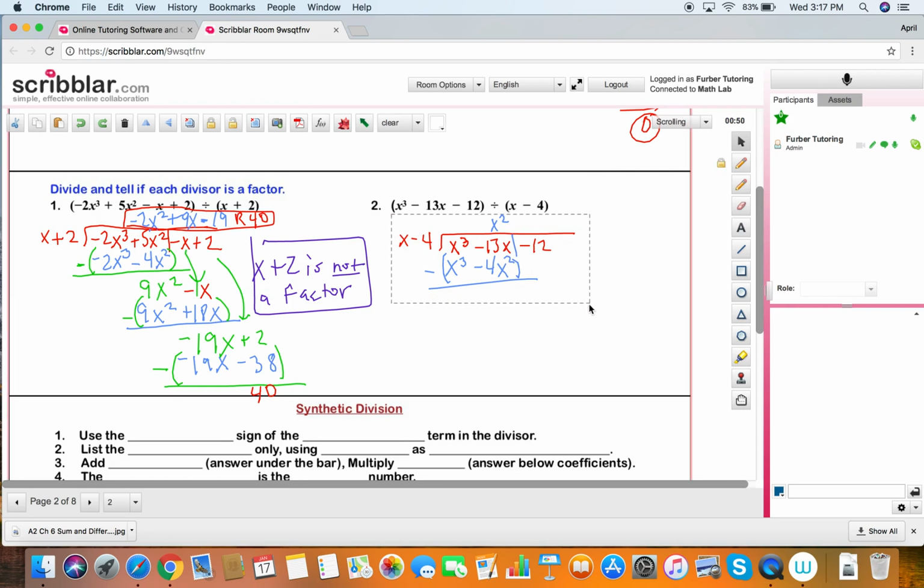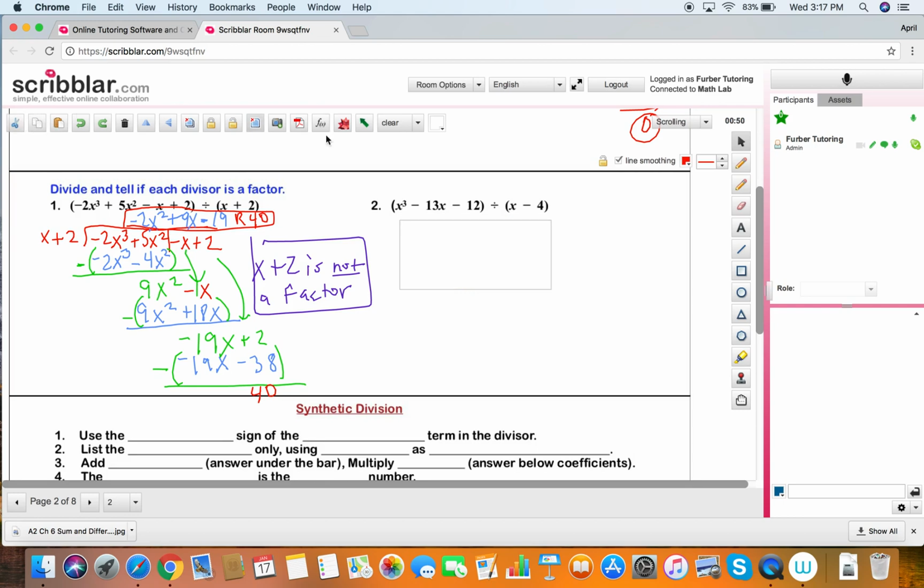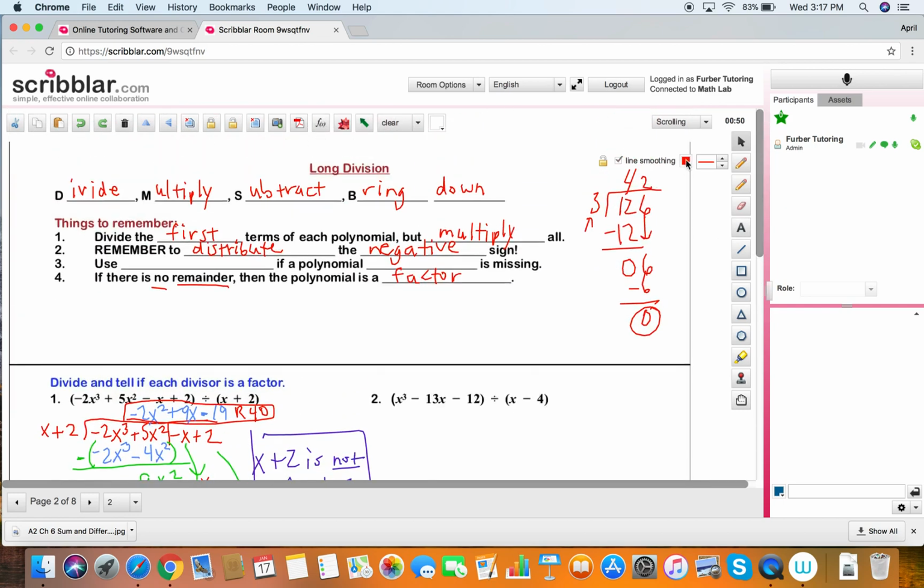If the x squared is missing, we have to treat it almost like a placeholder, okay? So that's what we're going to fill in up here in step number 3. We're going to use placeholders if a polynomial degree is missing. So x squared is a degree of 2, and it's missing, okay? And you can have any terms missing. Like I could have been missing an x term or a constant term, okay? Well, the constant term's last, so it doesn't matter. But anything in the middle that you're missing, it's important that you use a placeholder.